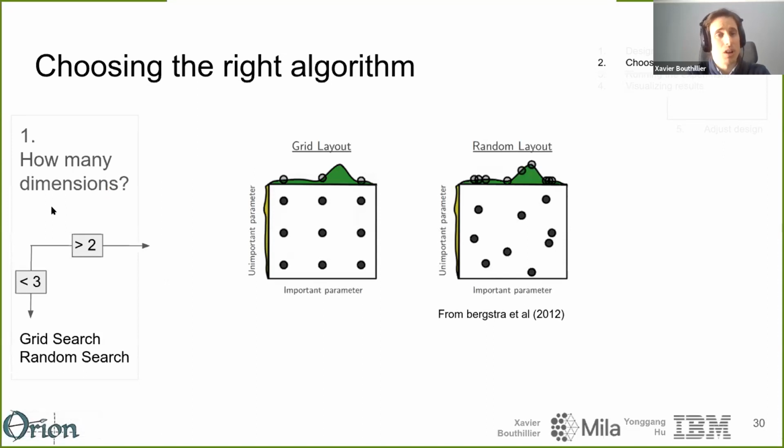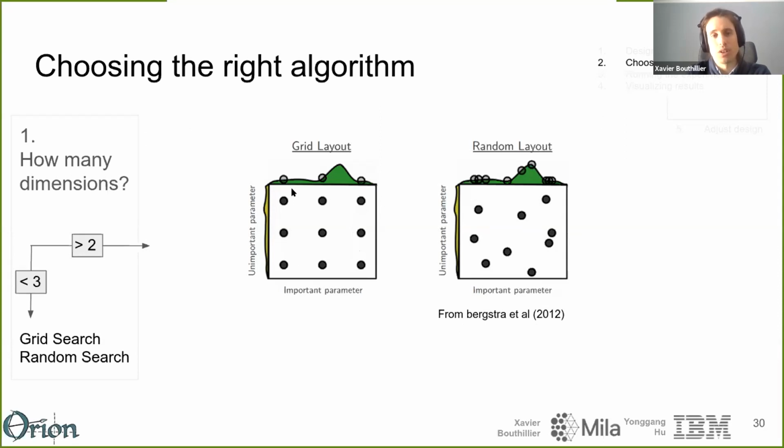So the first question is, how many dimensions, how many hyperparameters do you want to optimize? If you have less than 3 hyperparameters, I don't think it is worth using a complex algorithm. You can just use grid search and random search, and that will be good enough. Above 2 hyperparameters, especially for grid search, it becomes inefficient. So here, this plot comes from a very famous paper of Bergstra and Bengio from 2012, where they explain why grid search is not a good algorithm if you have more than 2 hyperparameters.